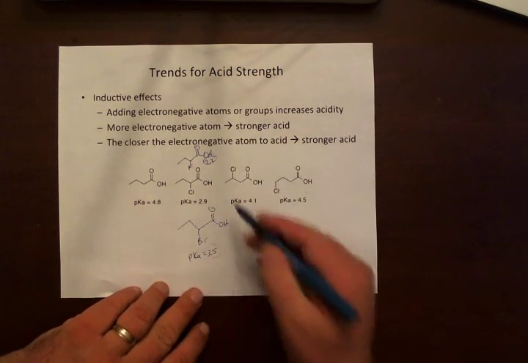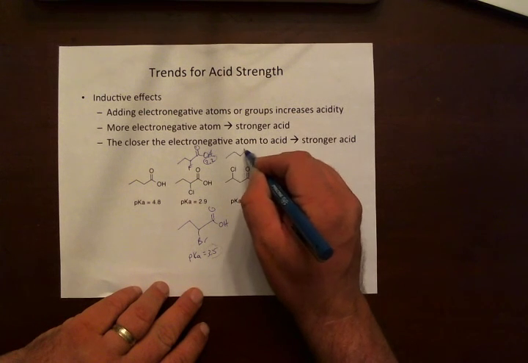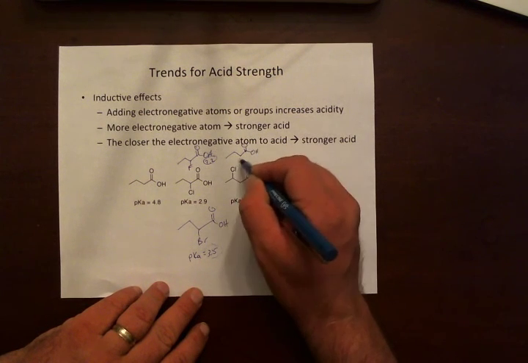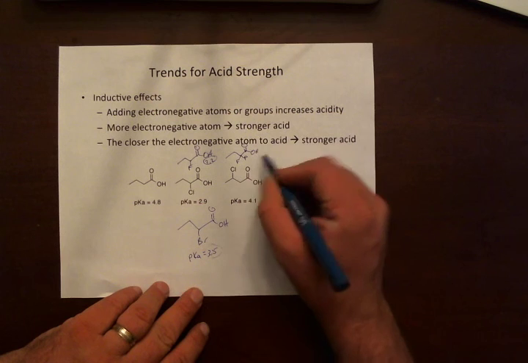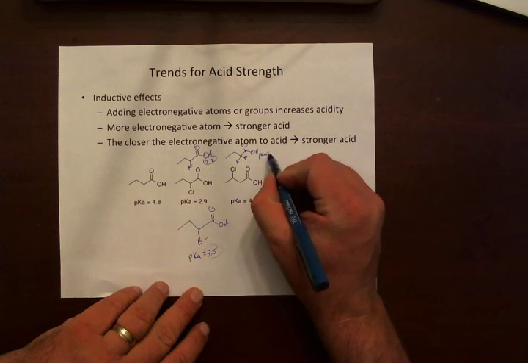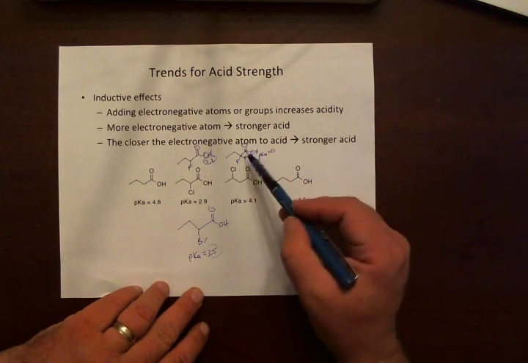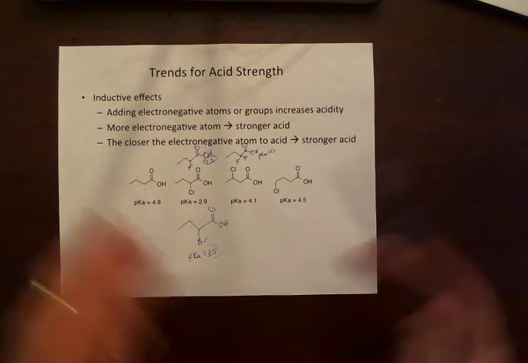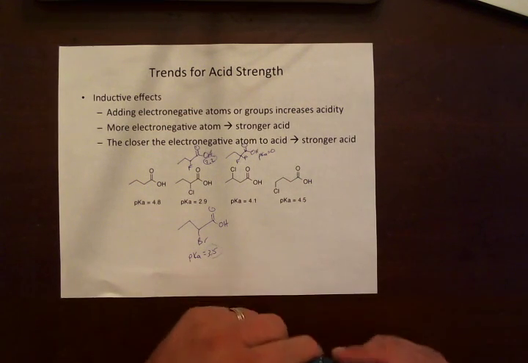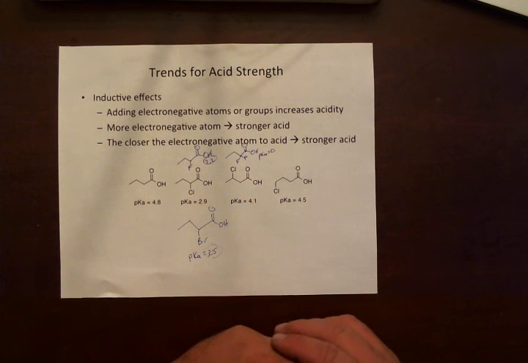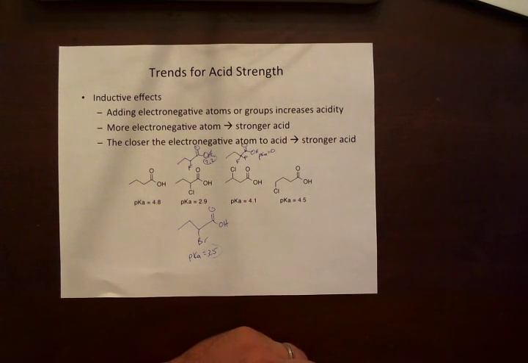And again, it's cumulative. So if you had 2 fluorines on here, the pKa might be 0, something like that. As long as you keep those things in the back of your mind, you can usually figure out which is the strongest acid. Good luck on the exam.